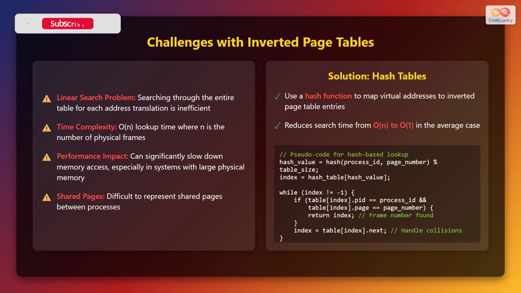Let us understand the challenges with inverted page tables. A major challenge is the linear search problem. Searching through the entire table for each address translation is inefficient. This results in a time complexity of order n lookup time, where n is the number of physical frames. This can significantly slow down memory access, especially in systems with large physical memory. Another challenge is that it is difficult to represent shared pages between processes. A solution is to use hash tables. A hash function can be used to map virtual addresses to inverted page table entries. This reduces the search time from order n to order 1 in the average case.